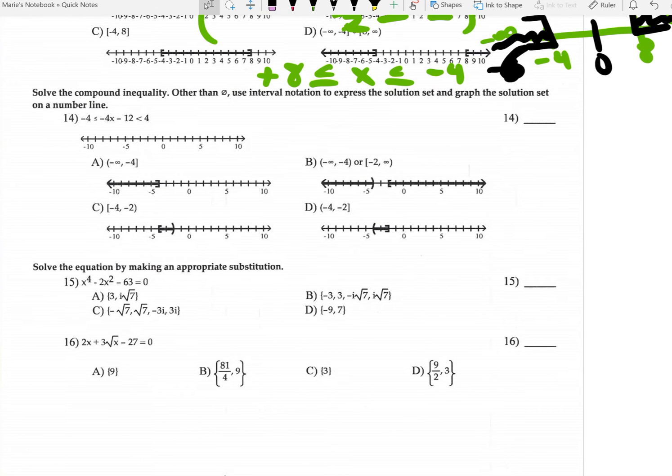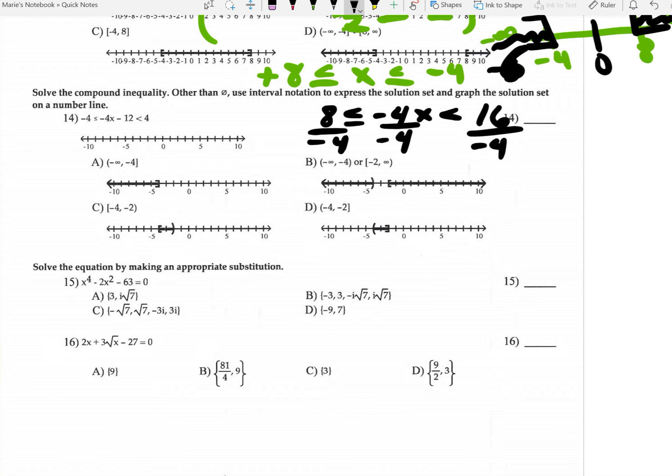Alright, number 14. Same difference in this one. You would add the 12 to all three sides. So in this case, once I add the 12 to all three sides, I will end up with 8 less than or equal to negative 4x less than, and again I'm adding that 12, so that's going to give me 16. And I'm going to divide by negative 4, so that means that the signs are going to flip. And so I will end up with negative 2 greater than or equal to x greater than negative 4.